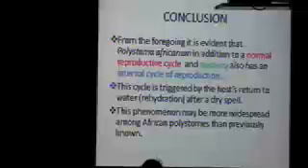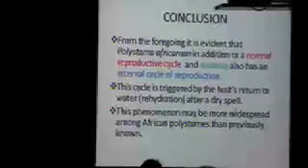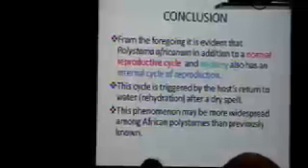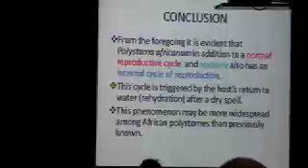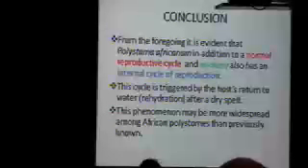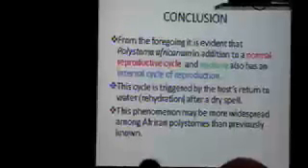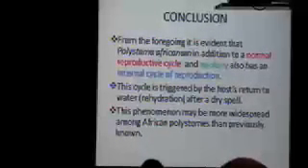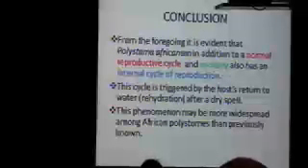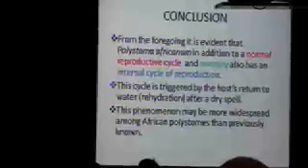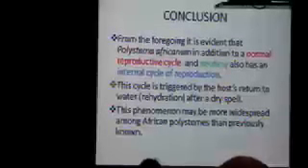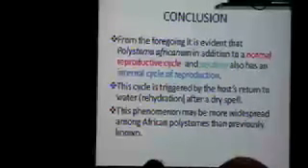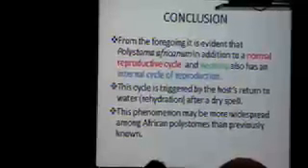So from the foregoing, we are saying that apart from the normal reproductive cycle and neoteny which have been reported, this parasite has an internal cycle of reproduction, which is triggered by the host's return to water after a dry spell. And lastly, that this phenomenon may be more widespread among African polystomes than previously thought. Thank you, Professor.